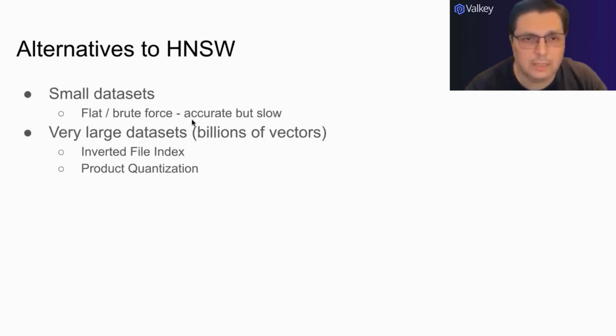There are some alternatives. As I said, you can just use brute force. It's going to be slow. And for very large data sets with billions or hundreds of millions of vectors, there's an approach called inverted file index or product quantization.